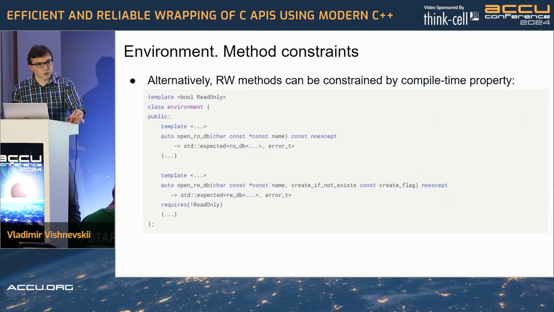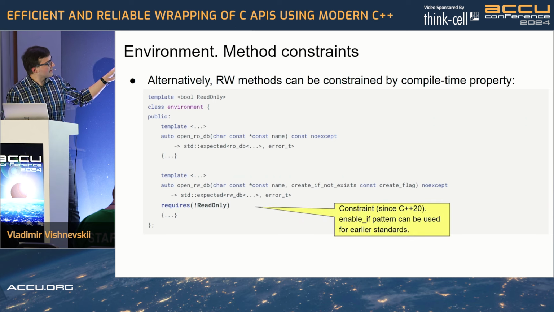Alternatively, if we do not need to have those different nested type declarations, we can simply constrain our methods using the requires keyword. We can say that our method is constrained to be available only if the read-only property is not set. So this is available since C++20. Enable_if was used before, and this is a good substitution for those patterns.